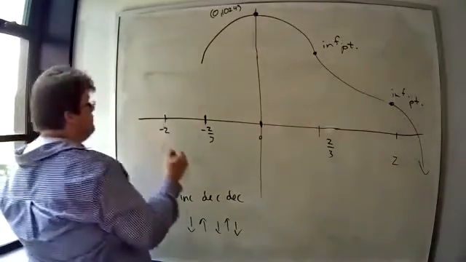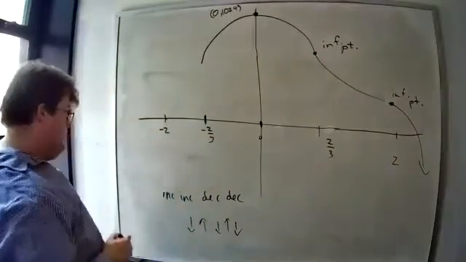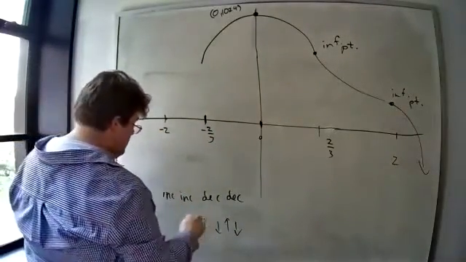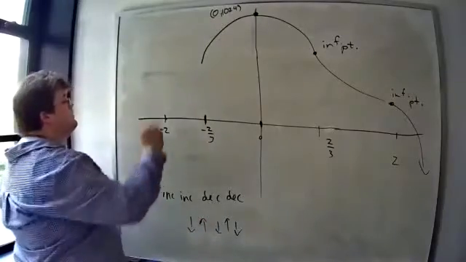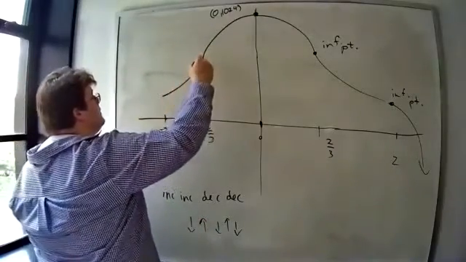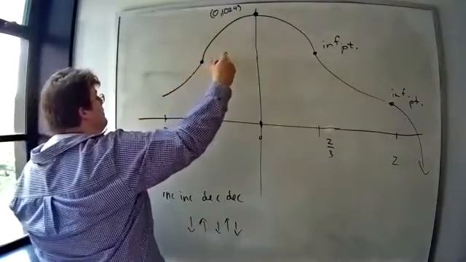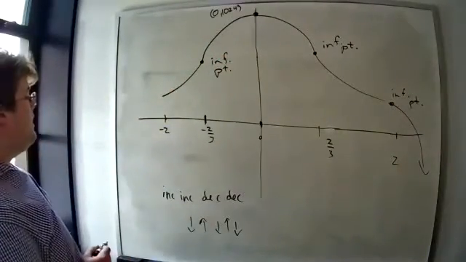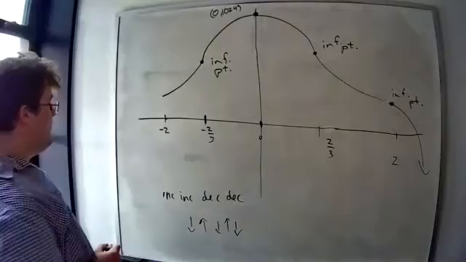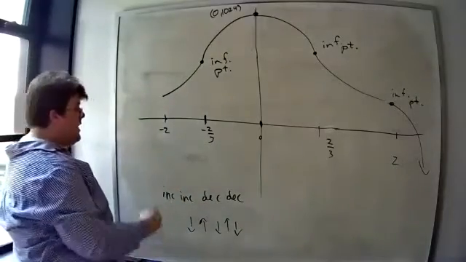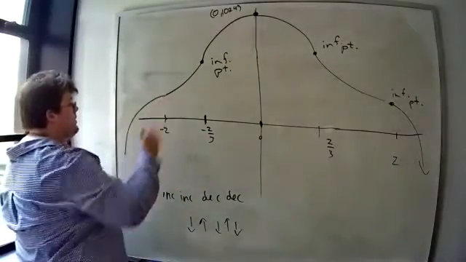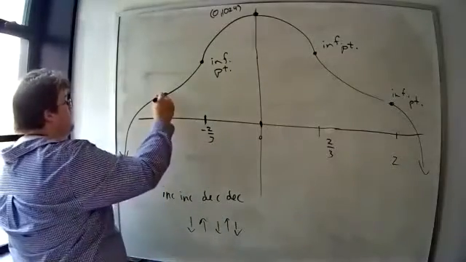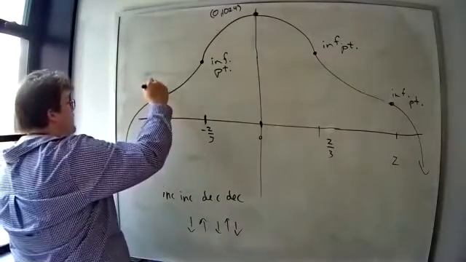From -2 to -2/3, the function is increasing and concave up. So we'll put an increasing and concave up piece. It gives us that inflection point. And on -infinity to -2, increasing concave down, which would give us a piece like that. And another inflection point.